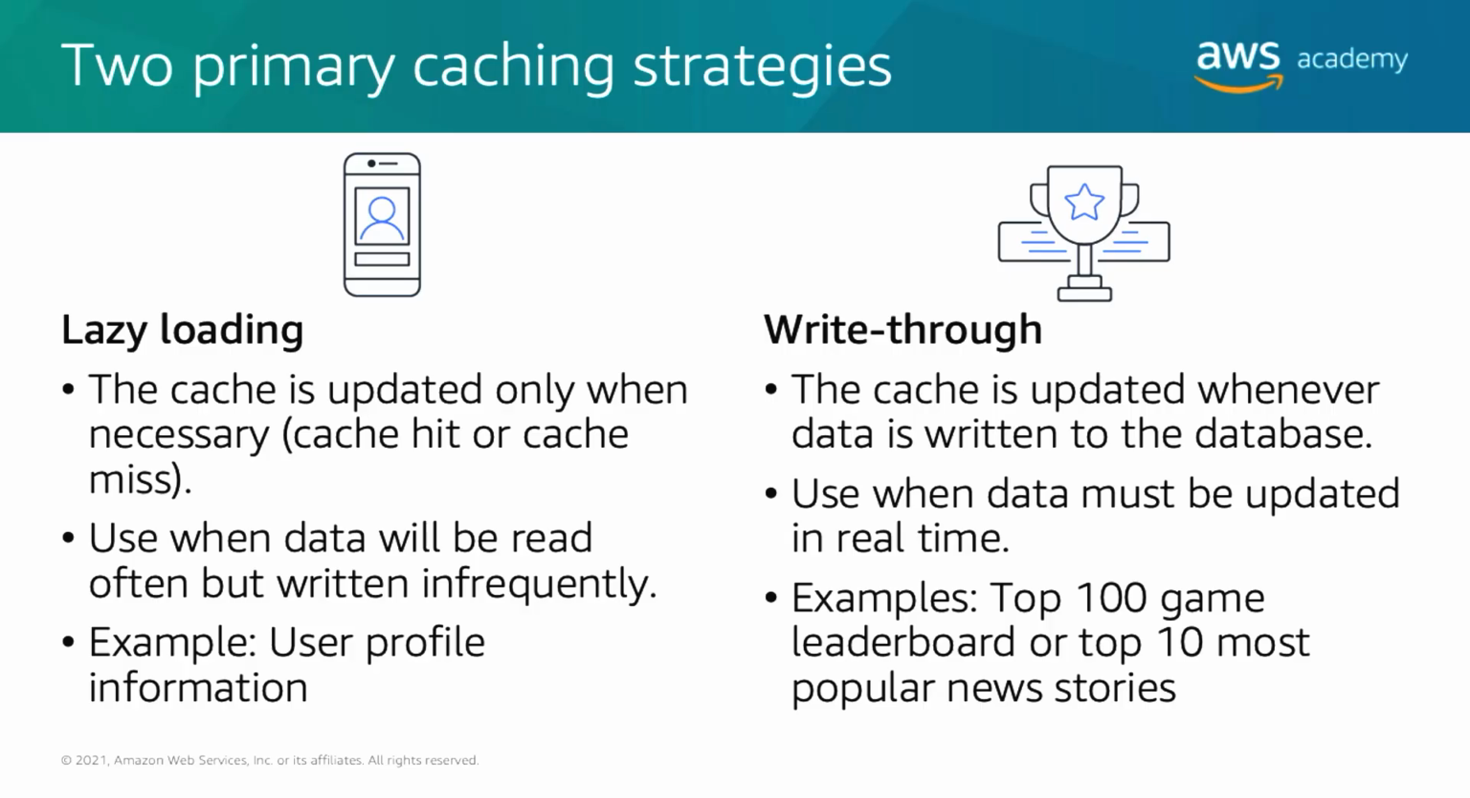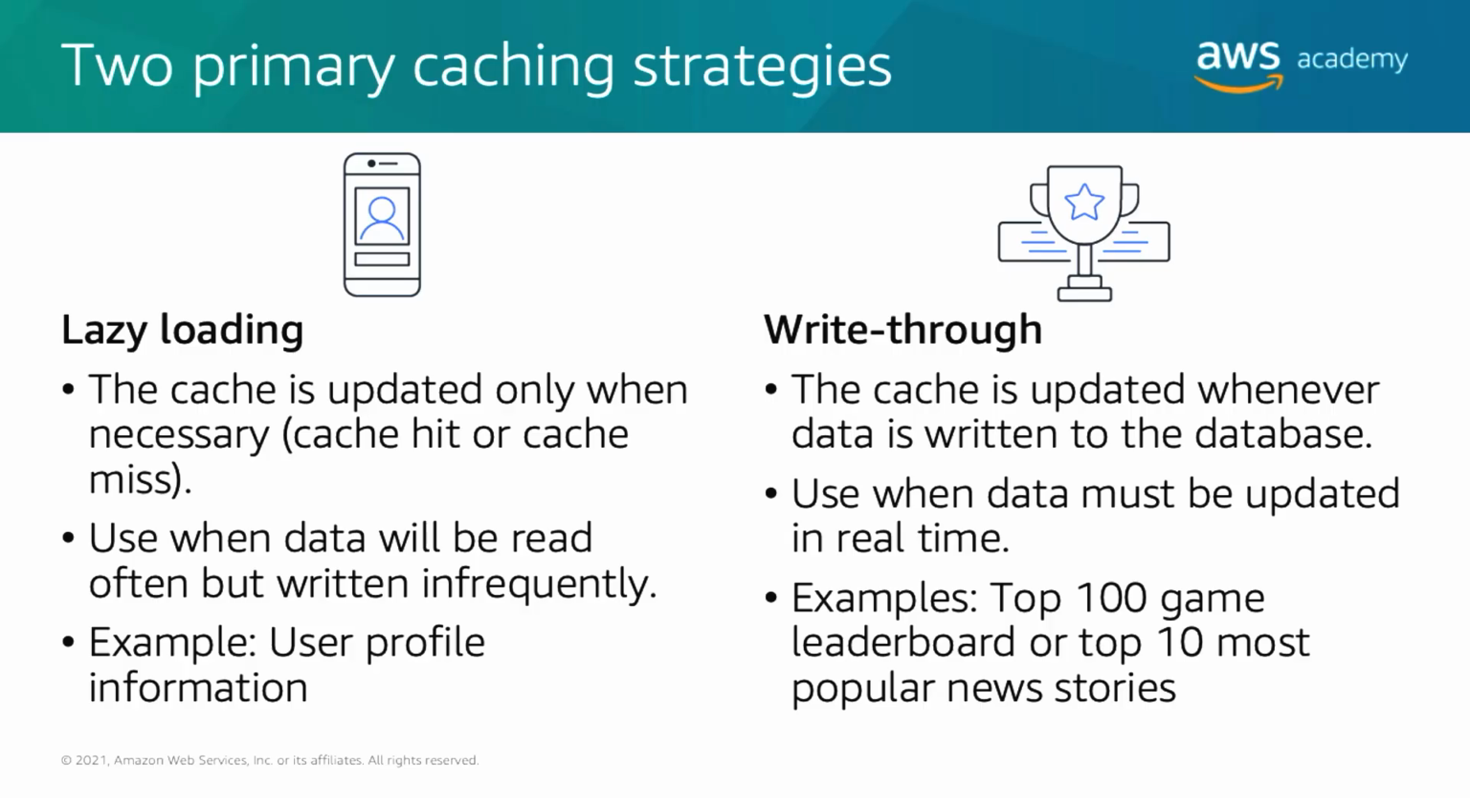For example, in a typical web or mobile application, a person might update their profile only a few times per year. However, the profile might be accessed throughout the application dozens or hundreds of times a day, depending on the user. The write-through strategy adds data or updates data in the cache whenever data is written to the database.